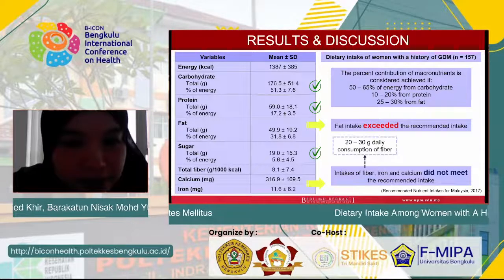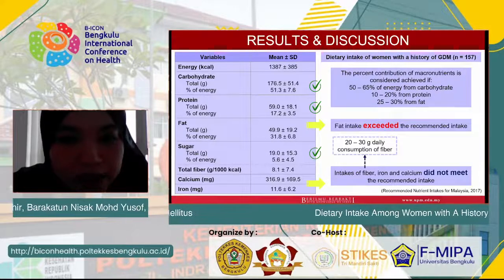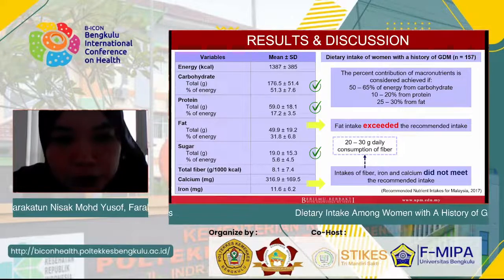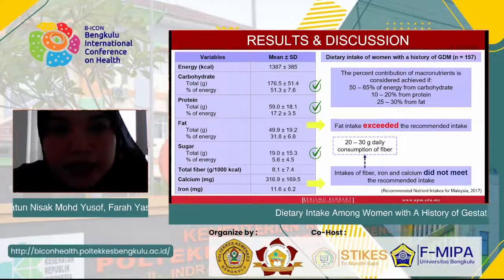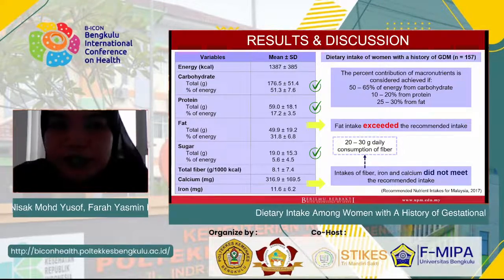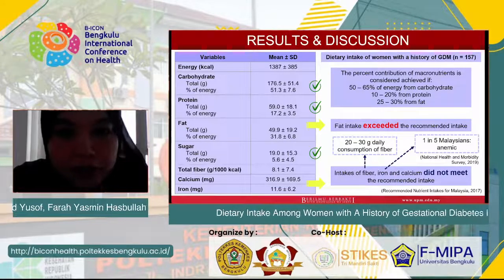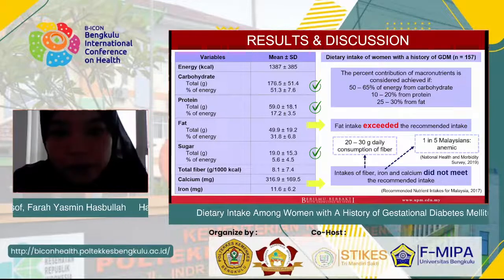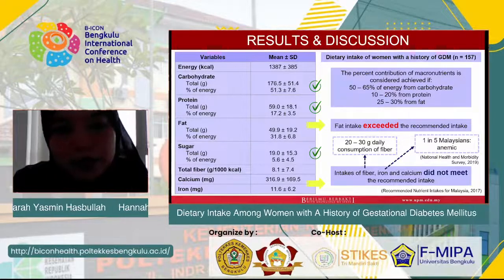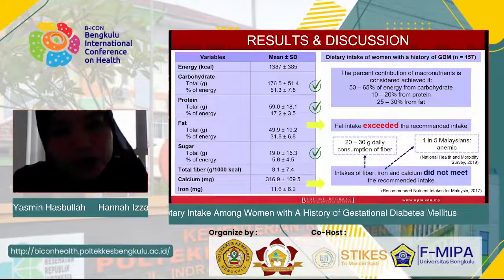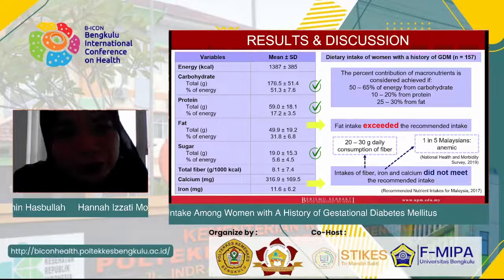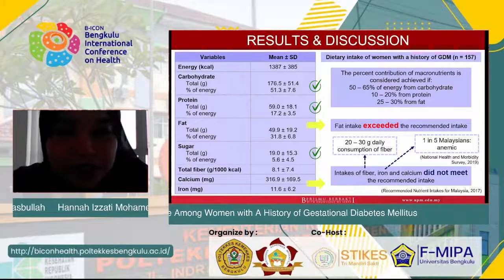Okay, so the RNI actually recommends 20 to 30 grams of daily fiber consumption. And to add on, this is accompanied by the recommendation of the Malaysian healthy plate, by filling the first quarter of the plate with whole grains and the other half with vegetables and fruits, also better known as the suku-suku separuh pinggan method. And why is this important?